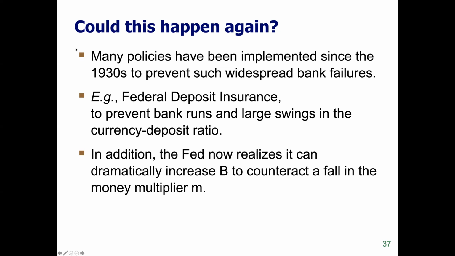But importantly, it's not just federal deposit insurance for bank accounts that matters. The Fed now realizes it can dramatically increase the monetary base by buying treasury bills or other assets to create reserves to counteract any fall in the money multiplier M. In fact, what the Fed can do with the monetary base is so important that I've emphasized the supply and demand for the monetary base rather than the supply and demand for measures of money like M1 or M2.